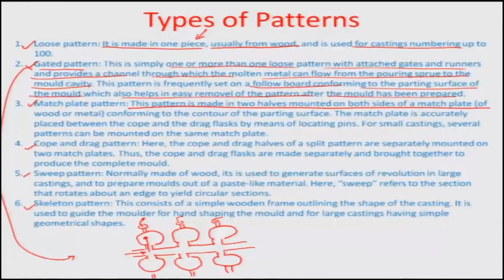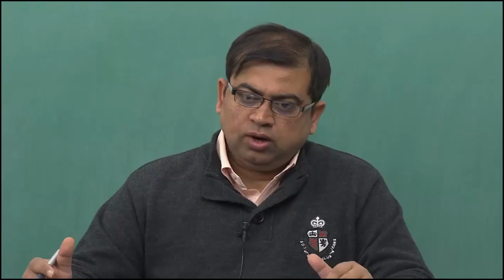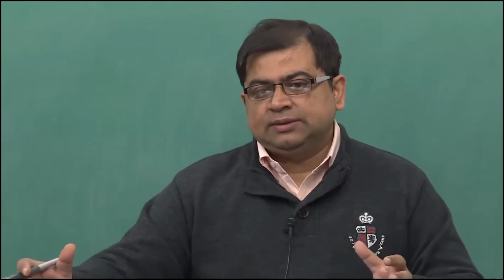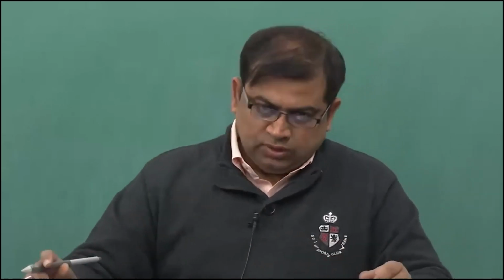Mounted on both sides of a match plate of wood or metal conforming to the contour of the parting surface. Now, typically you can also use a core here. So, what happens is that there is one wooden pattern that you have made and split up into exactly two parts. If there is a core on it, there also has to be a core built up separately, which can also be done by this matching plate concept, that there are two, let us say, wooden blocks on which you have developed the core separately using sand and sodium silicate.